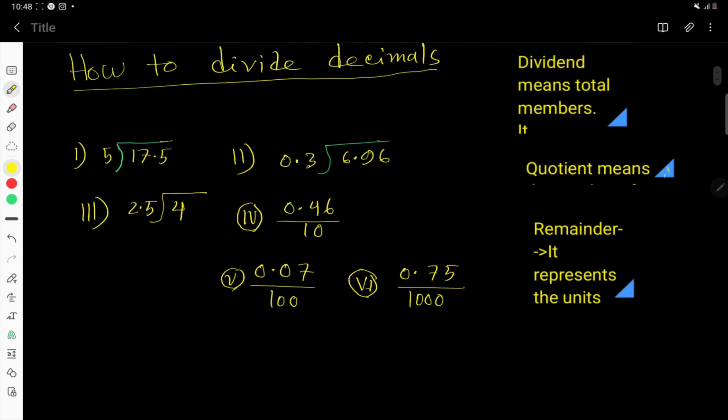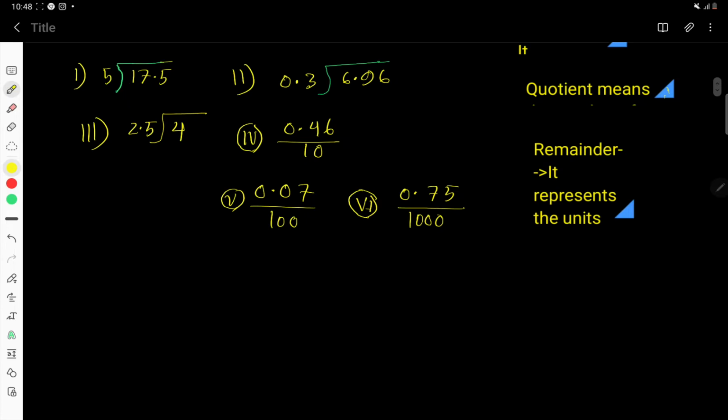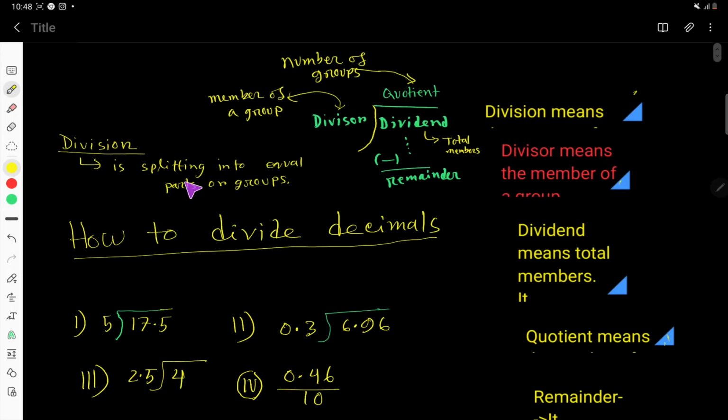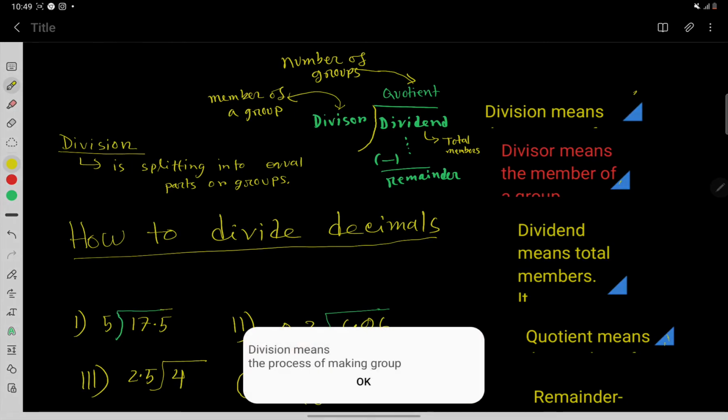So let's get started. Our first example is this. We have to divide a decimal number by a whole number. The division process is very simple. Let me introduce the basics of division. Look, division means splitting into equal parts or groups. That is, division means the process of making groups.